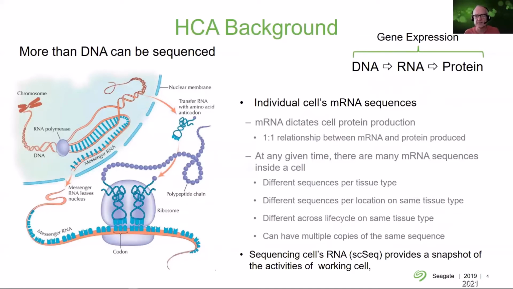So even for the same tissue type, there can be different sequences per location, also across the life cycle of the cell, from when it first is created till the time that it dies. There's going to be different sequences that show up. And there can be multiple copies of the same sequence inside of a cell. I may be producing multiple copies of the same protein for various reasons. And it turns out we can sequence these. In the last 5 years, we have created something called single cell sequencing that allows us to separate out one cell and grab onto all the RNA sequences and sequence them. It's fascinating stuff. I encourage you to go look at it at some time if you're interested. It's an amazing set of technology.